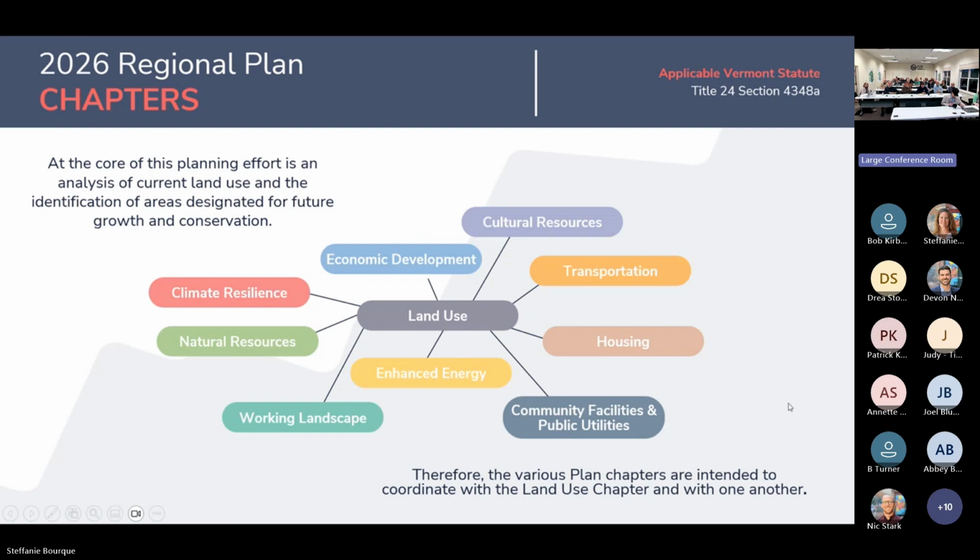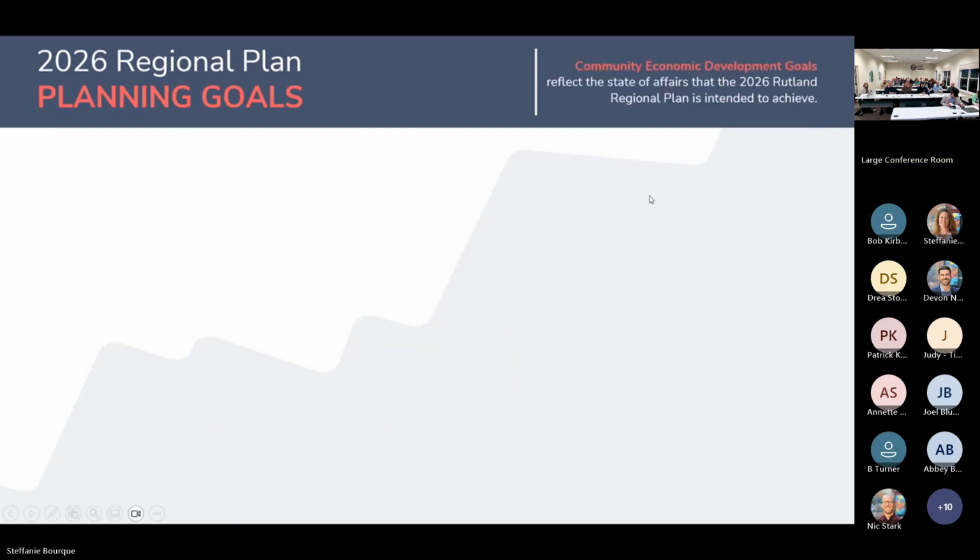So all of the plan chapters are intended to coordinate with the land use chapter, as well as with one another. And all of the applicable Vermont statute that lays out all of the plan elements is in Title 24, Section 4348a. So this is not something that we just as an organization thought was a good idea. This is prescribed in statute.